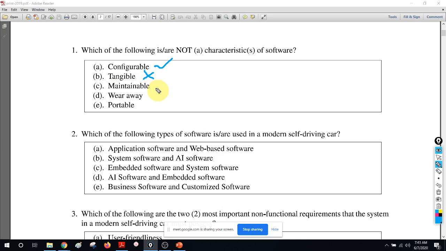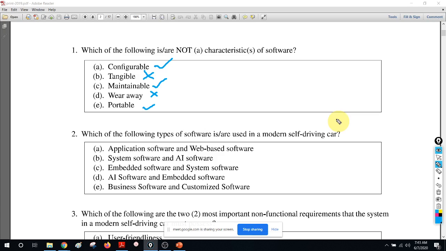Yes, software must be maintainable, so that is something we want to make sure of, right? Maintainable. Software does not wear away because it's intangible, so no. Software, yes, they are portable. Of course we want to make sure that software is portable. So what they ask is not correct, so the answer is B and D. B and D, right?